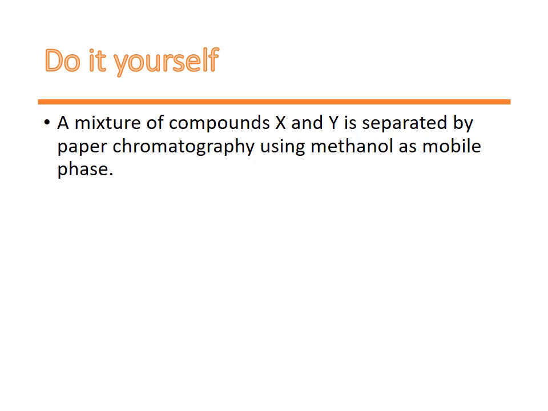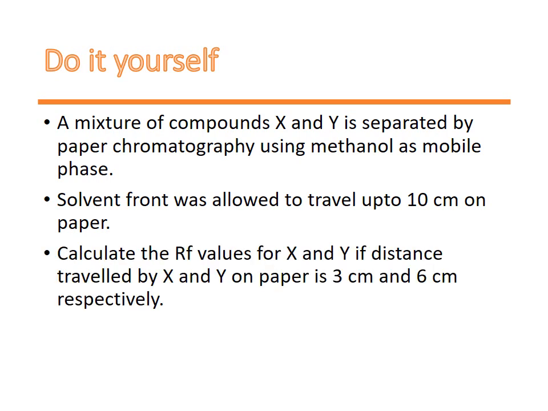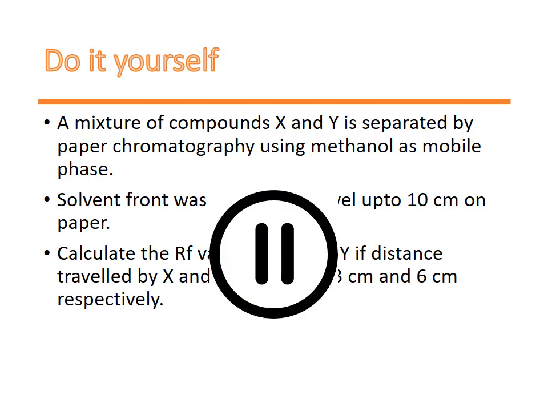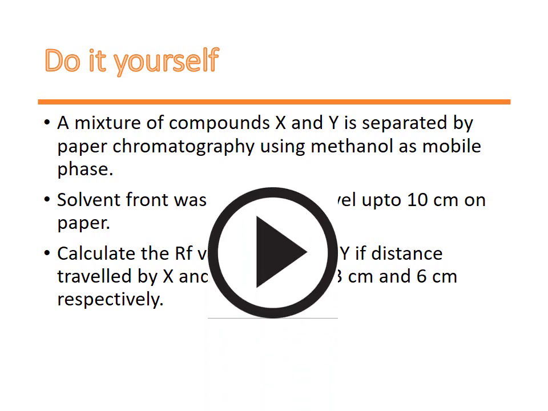Now let's do a small activity. If a mixture of compounds X and Y is separated by paper chromatography using methanol as the mobile phase, the solvent front is allowed to travel up to 10 cm on the paper. Calculate the RF values for X and Y if the distance travelled by X and Y on the paper is 3 cm and 6 cm respectively. I request everyone to please pause the video and do the calculations. Now if you are ready with the calculation, let's resume back to our video.